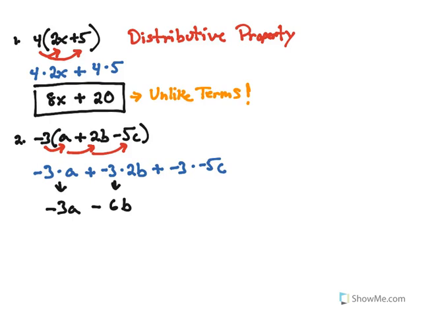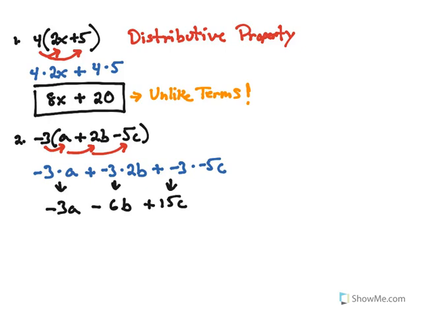A positive times a negative, when we do this, is a negative. And then 3 times, negative 3 times a negative is a positive. Sorry, looking at the wrong sign. So a negative 3 times a negative 5 is a positive 15c.